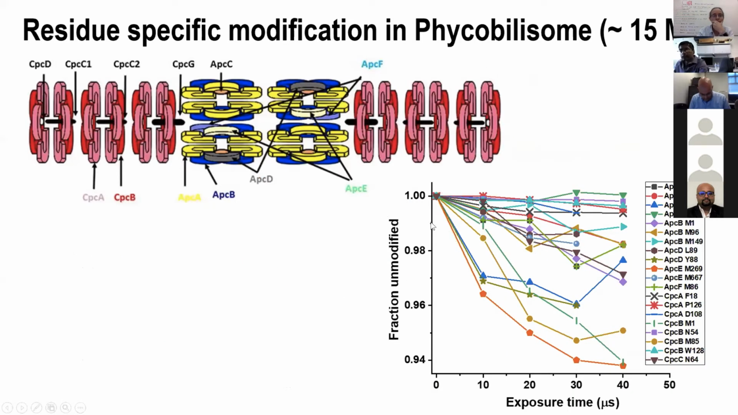We also tested a large complex like phycobilisome, which is like the antenna of the photosynthetic reaction center of cyanobacteria. We were able to detect site-specific dose at different subunits, which are deeply buried inside the complex, at double-digit microsecond exposure time. These are pretty promising results, and we need more samples to try to see what's happening with this large complex as well as membrane proteins, which have detergents.